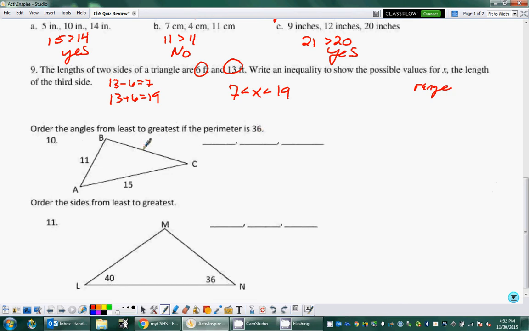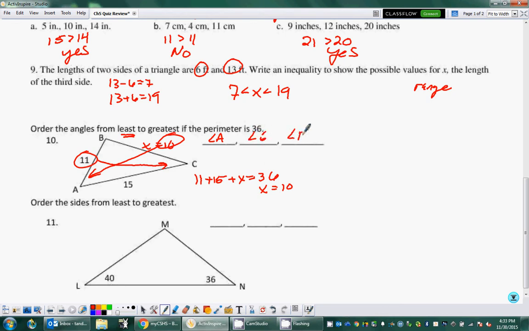I'm going to first label these from least to greatest here. So if I look at triangle ABC, I'm trying to find the longest side. Looking at this triangle ABC, my longest side would be AC. So of that first triangle ABC, AC is the biggest.